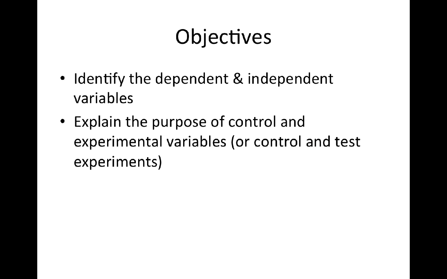Welcome to video 2, where we will look at the anatomy of an experiment. So what are the different things that make up an experiment? What I'm looking at here is the dependent and independent variables. I also want to look at the point of controls and experimental variables, or control and test experiments.